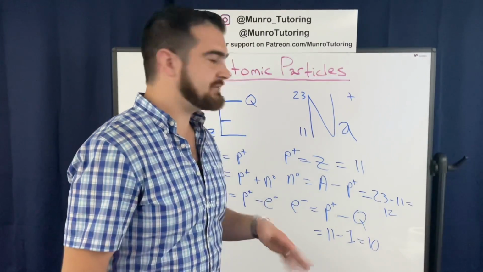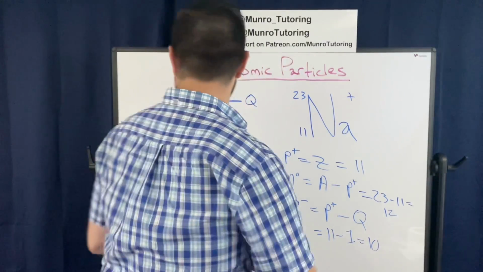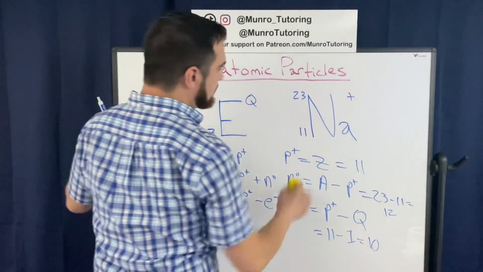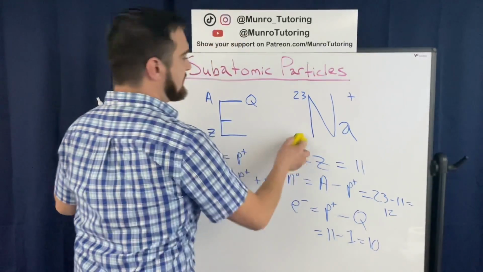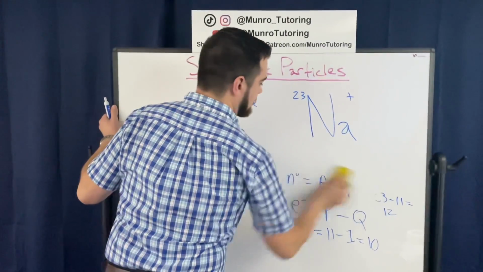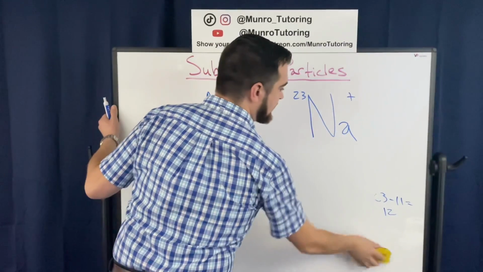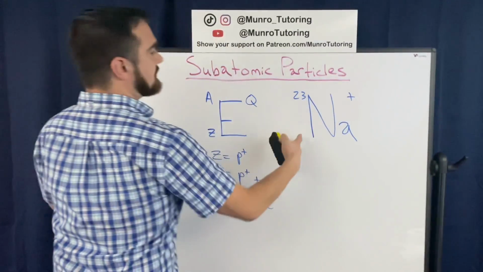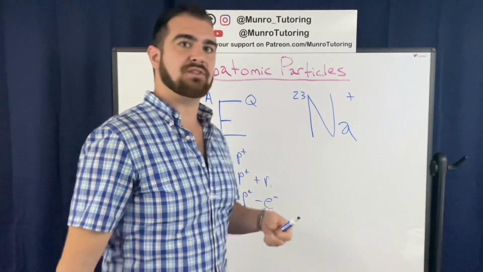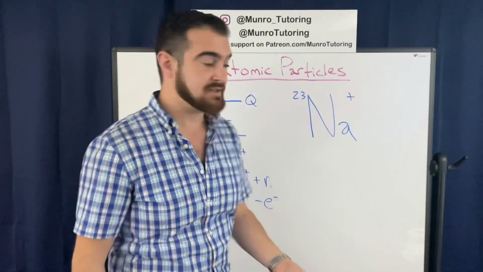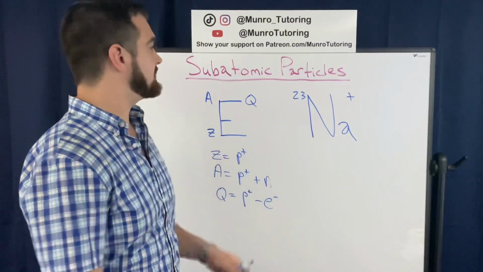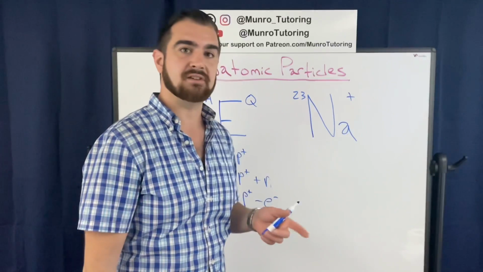Now let's say some things were done a little differently. On your exam, you may actually get the problem stated like this. They may not actually give you Z. So now, if you don't have Z, what do you do? Because you're supposed to say, okay, Z is the number of protons. How do I get the number of protons for this?